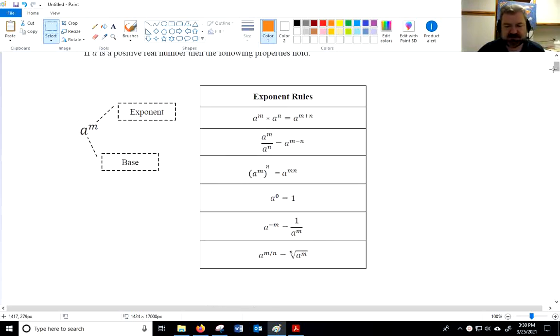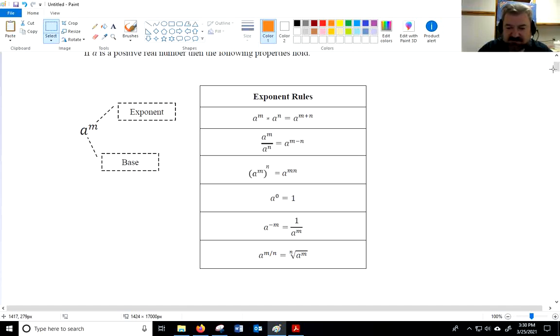If a is a positive real number, then these rules will all apply. That a to the m times a to the n is equal to a to the m plus n. If we're dividing a to the m divided by a to the n, then we subtract the exponents. Remember, the base is the a and the exponent is the m and the n. So the base has to be the same. If we raise a power expression to a higher power, we just multiply the exponents. So a to the m to the n becomes a to the mn.